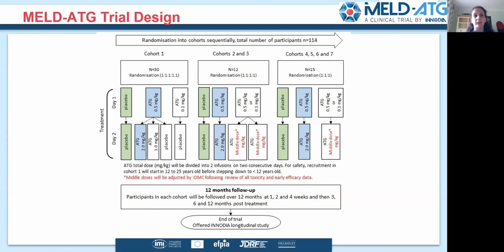And if we find that to be statistically significant, we will look to find the minimally effective dose of ATG. So again, those would be our middle doses. So again, 0.1 ATG, 0.5 ATG, or 1.5 ATG on C-peptide at 12 months as compared to placebo. So then the trial will be over, and participants will be offered to join the INNODIA longitudinal study.